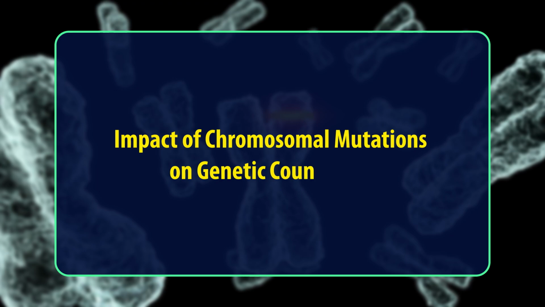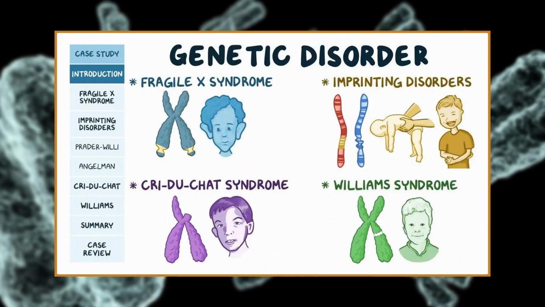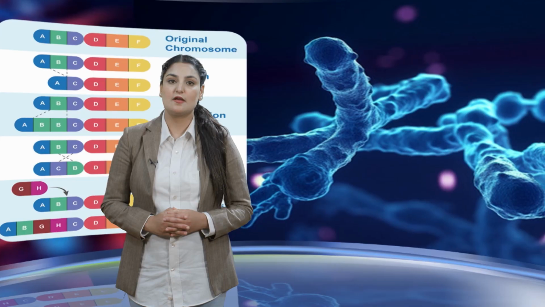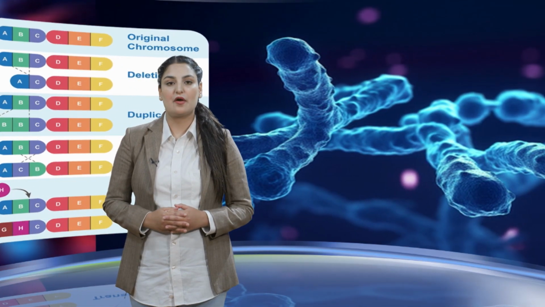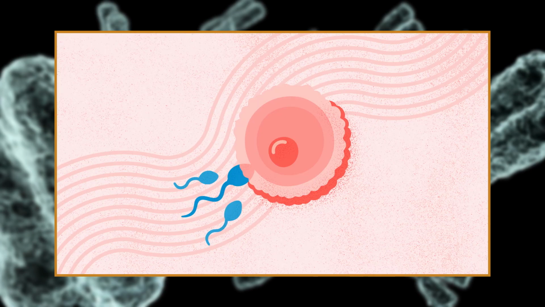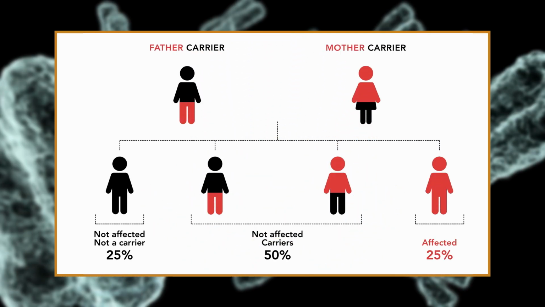Now, the impact of chromosomal mutations on genetic counseling. Genetic counseling is a process that provides information and support to individuals or families who may be at risk of genetic disorders. It helps them make informed decisions about reproduction, medical care, and lifestyle choices. Chromosomal mutations can affect fertility, pregnancy outcomes, and the likelihood of passing genetic conditions to future generations. Understanding their impact is essential in modern healthcare and reproductive planning.